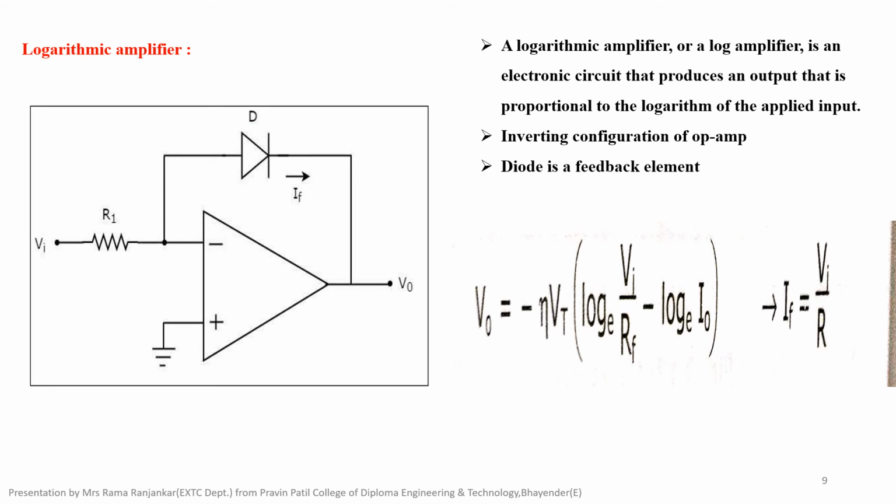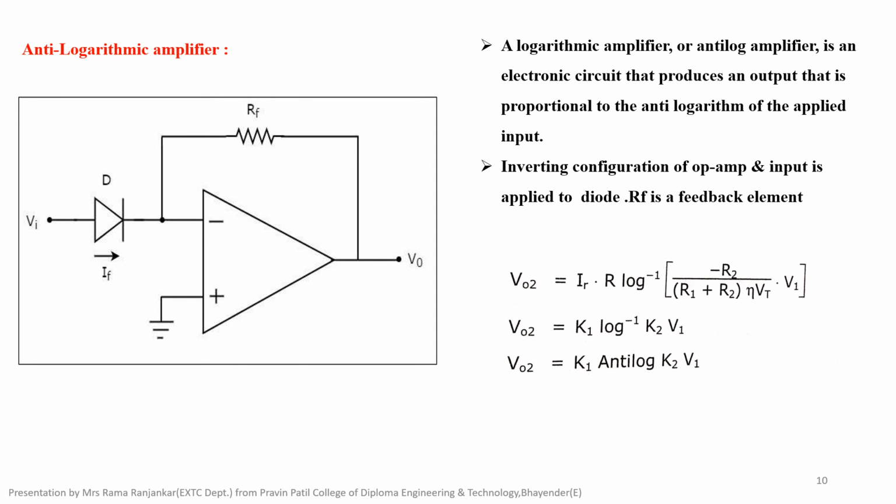Logarithmic amplifier or log amplifier is an electronic circuit which produces an output that is proportional to the logarithm of the applied input. Here the diode is a feedback element and the output voltage VO is equal to minus (eta Vt) into the logarithm of Vi by R minus the logarithm of Io, so that If is equal to Vi by R.